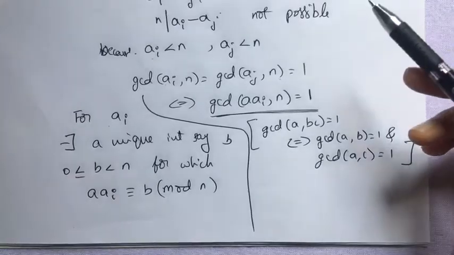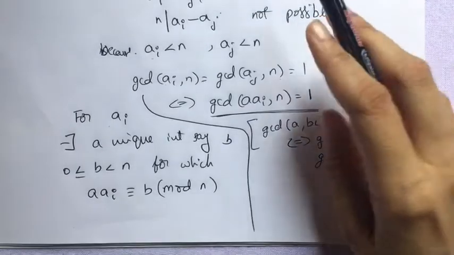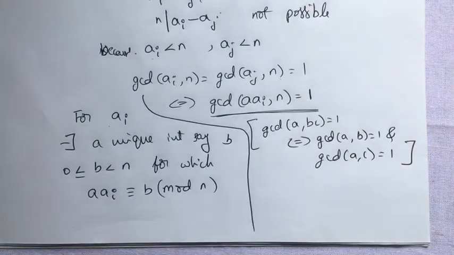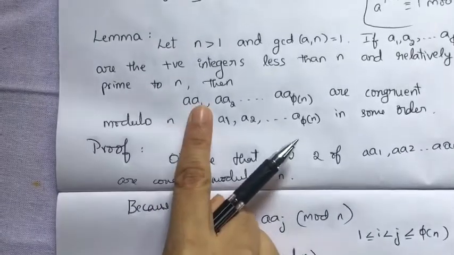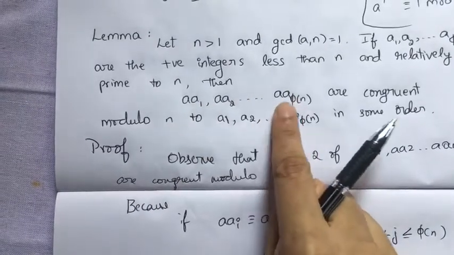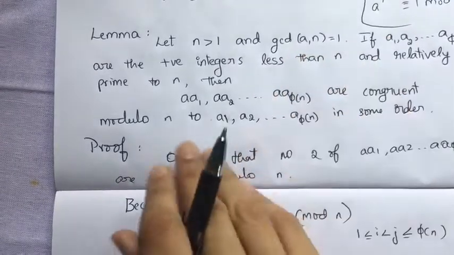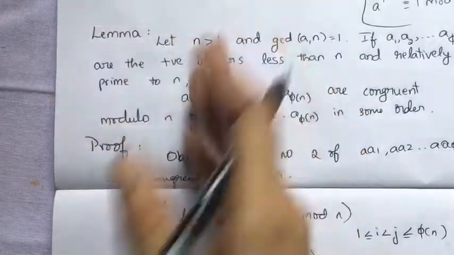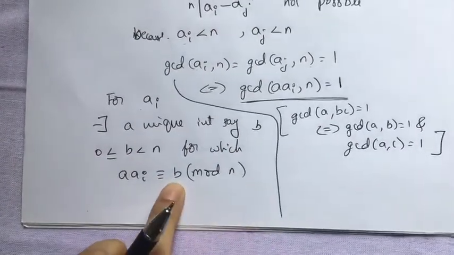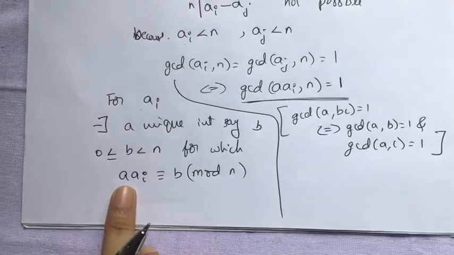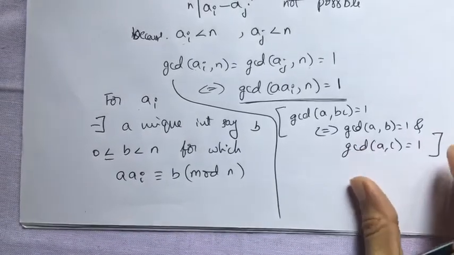Since I have already mentioned that a·ai is not congruent to a·aj mod n, that means a·a1, a·a2, up to a·a phi of n leave different remainders when I divide them by n. I'll take that remainder as, say, b, so that a·ai is congruent to b mod n.